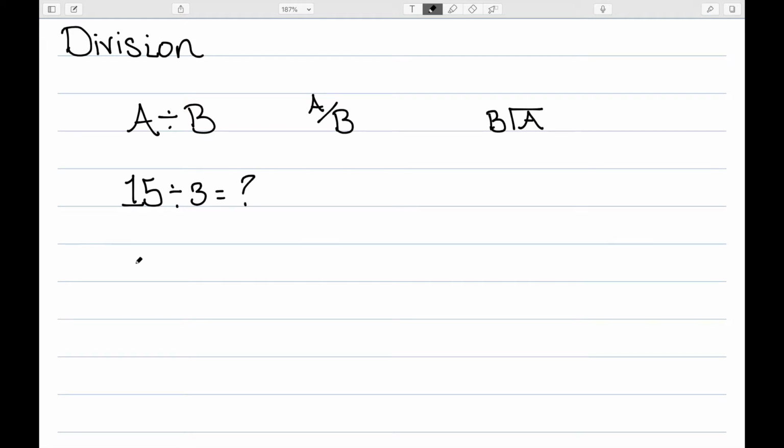Well, we can think of this as what times 3 is equal to 15, or we can think of it as 3 times what is 15. So these are the 2 different ways to think about this multiplication.